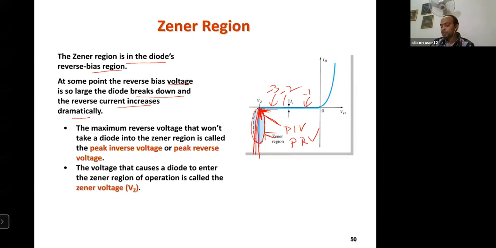And the voltage that causes the diode to enter the Zener region is called the Zener voltage. I mean the same thing. It is called PIV, PRV, or VZ also.